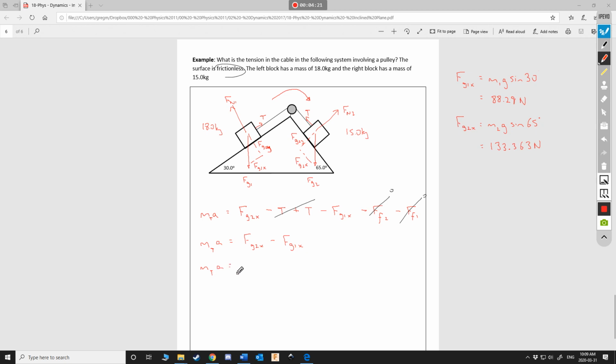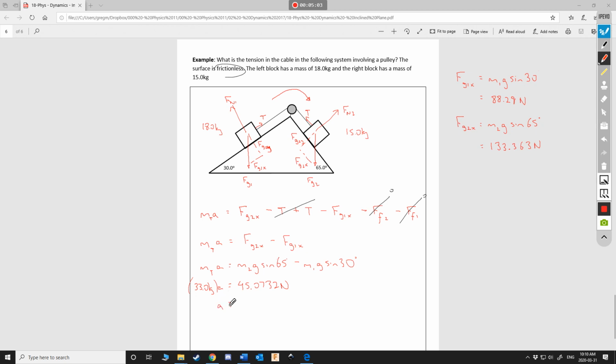So m_t a is equal to m2g sine 65 minus m1g sine 30 degrees. We already calculated those values: 133.363 minus 88.29, which gives a net force of 45.0732 newtons. That force is accelerating the whole system. The whole system has a mass of 33.0 kilograms, so we're going to solve for our acceleration.